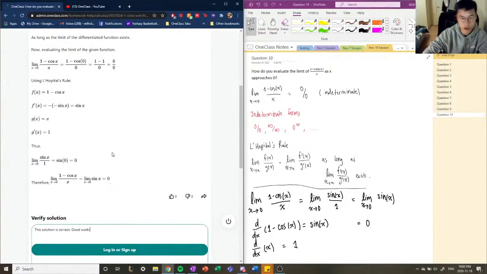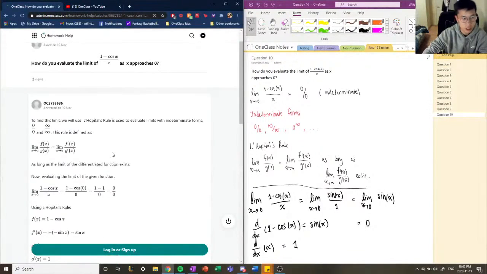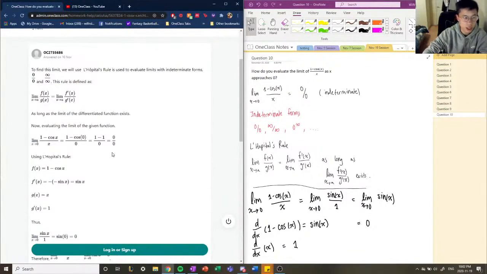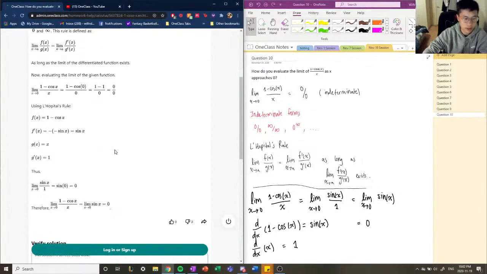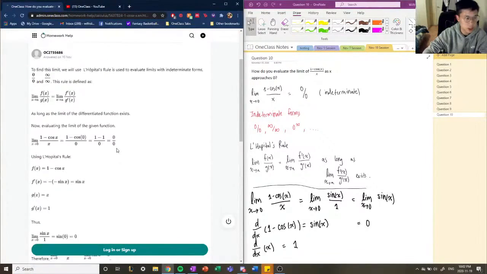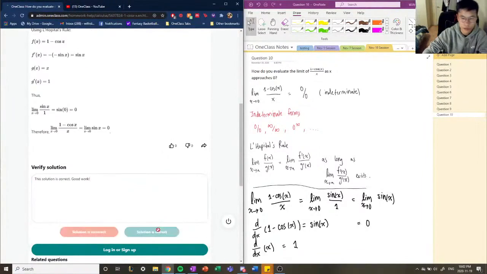L'Hopital's rule is very useful in these kinds of settings when you cannot calculate the limit using normal conventions like substitution, algebraic methods, or using the conjugate or whatever. Okay, cool.